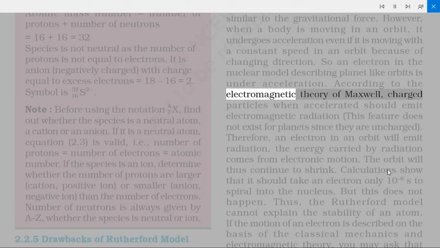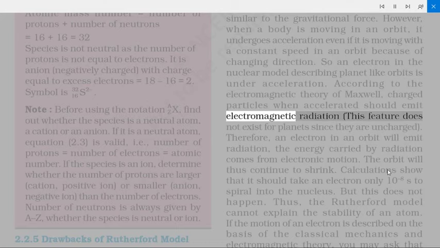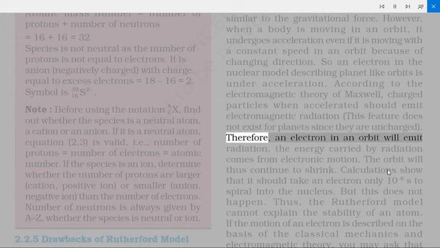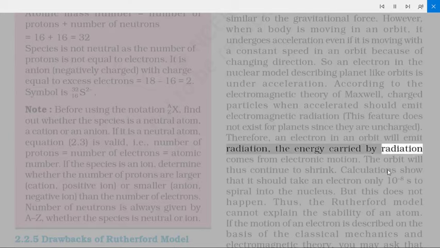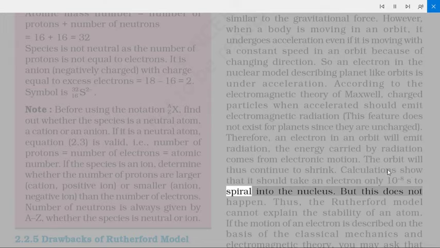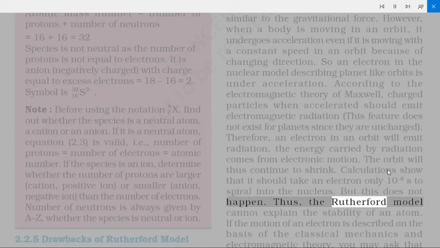According to the electromagnetic theory of Maxwell, charged particles when accelerated should emit electromagnetic radiation. This feature does not exist for planets since they are uncharged. Therefore, an electron in an orbit will emit radiation. The energy carried by radiation comes from electronic motion. The orbit will thus continue to shrink. Calculations show that it should take an electron only 10^-8 s to spiral into the nucleus. But this does not happen. Thus, the Rutherford model cannot explain the stability of an atom.